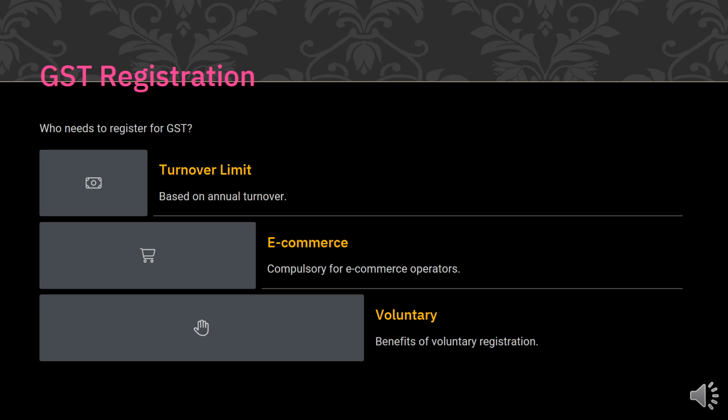The next category is e-commerce. Compulsory for e-commerce operators. The people who are doing electronic commerce businesses, that is online businesses, they have to register for GST. And voluntary. Benefits of voluntary registration.